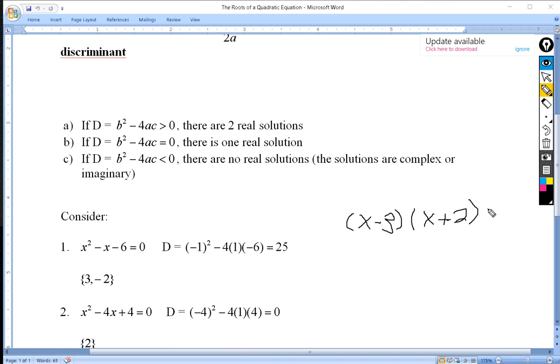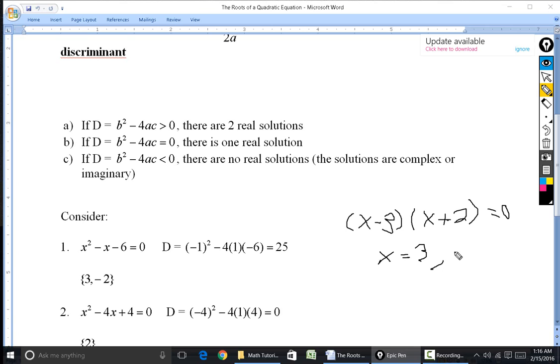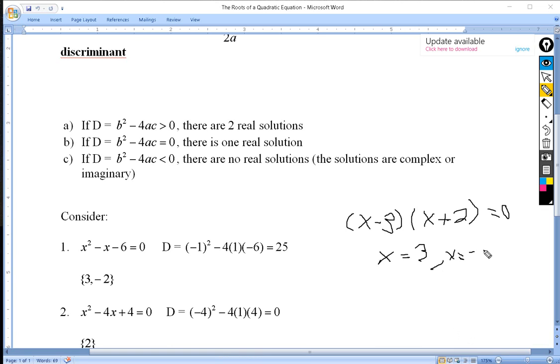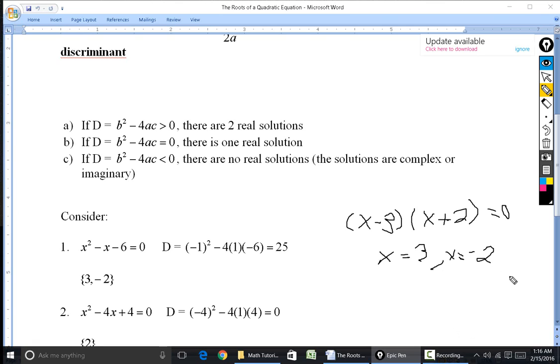That's equal to 0. So if I set each factor equal to 0, I get x is equal to 3, x is equal to negative 2. Now in this discussion, I'm just interested really in finding out what type of solutions we can have. Do we have real solutions? Do we have imaginary solutions? And how many do we have? Do we have 1? Do we have 2? So in this case we have 2, which is indicated by this value here.